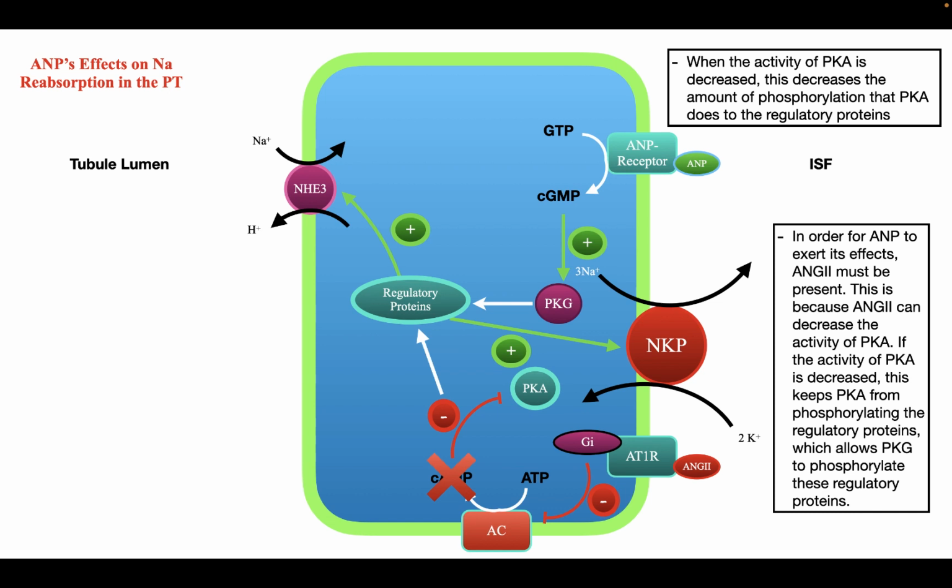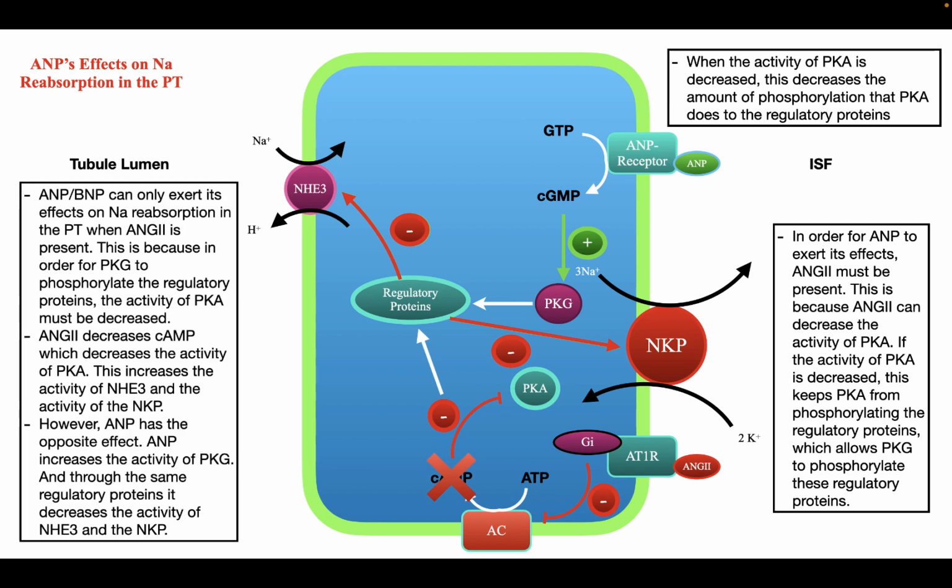When protein kinase G phosphorylates these specific regulatory proteins, the regulatory proteins will actually decrease the activity of the sodium-hydrogen exchange protein. So when the activity of the sodium-hydrogen exchange protein is decreased, it brings in less sodium. In addition, the regulatory proteins will also decrease the activity of the sodium-potassium pump. Therefore, the sodium-potassium pump will bring less sodium out into the interstitial fluid. As a result, ANP will decrease the amount of sodium reabsorption that takes place in the proximal tubule.